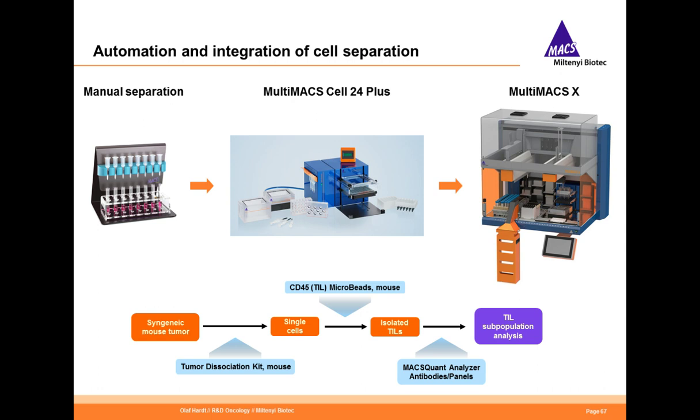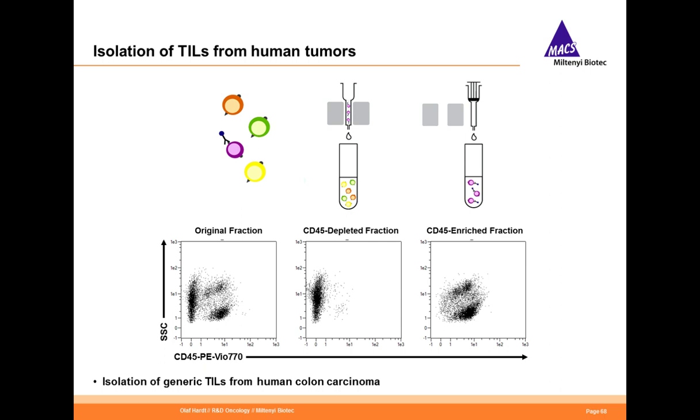However, we've also optimized this method towards the MultiMACS Cell24, so that you can easily do 24 separations in parallel. And if you even have a higher demand for automation, we've now also included the MultiMACS Cell24 Plus in a liquid handling robot station, so that you can just insert your first 24 samples, you press start, the instrument will do all the separation for you, you go away, and then you come back with the next 24 samples once this instrument is finished.